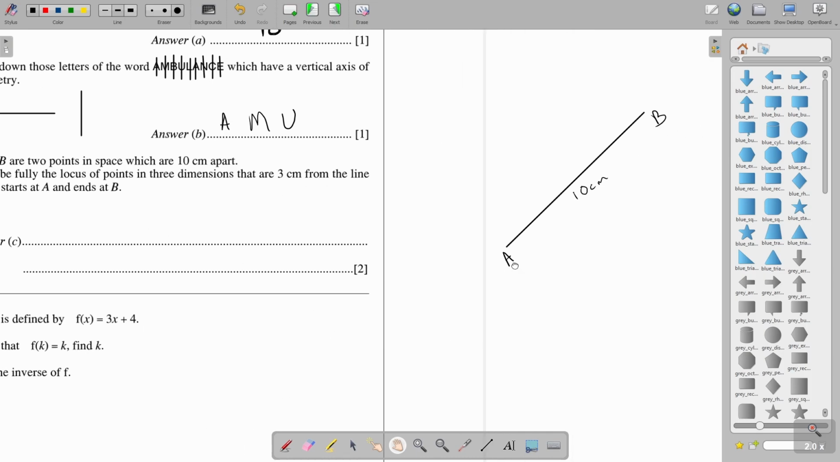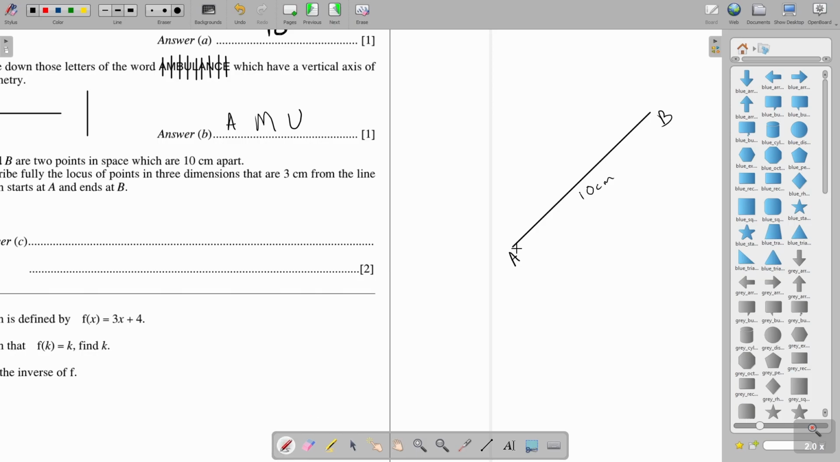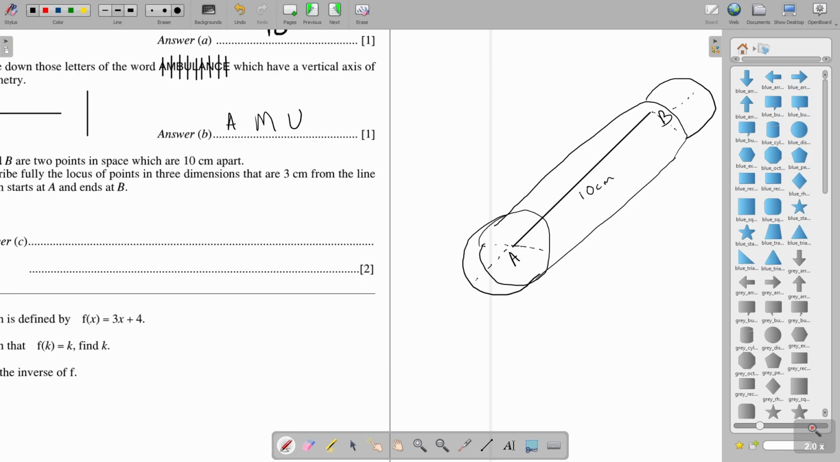So 3-dimensionally, every point that will be 3 centimeters from this line. Because it says 3 dimensions, we would think of it in 3 dimensions. So this would make a whole circle around, right? And that circle would extend over there, and that would also make a circle around, right? So that would be a cylinder. But then we also need to think in this direction and in that direction. And so this would make a hemisphere here and a hemisphere here, basically making a pill shape, right?